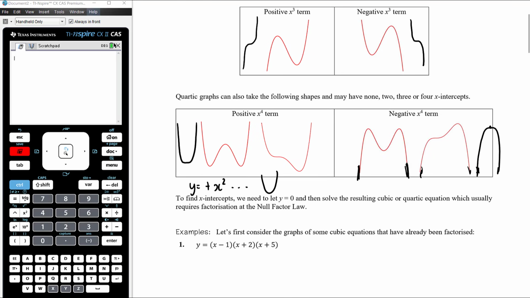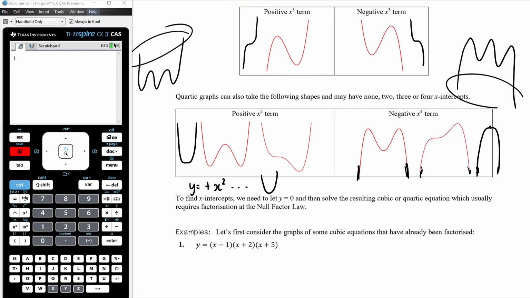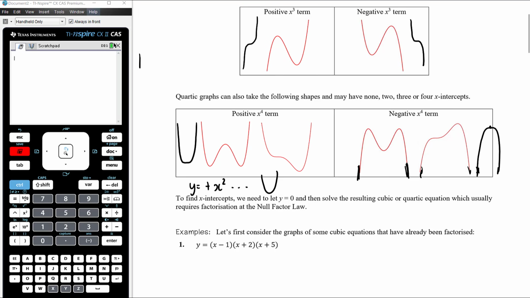If you have a positive leading term in an even degree polynomial, so if it was a degree 6 polynomial, it'd have 5 turning points, but if it was positive x to the power of 6, it would start up and finish up. If it was negative x to the power of 6, it would start down and finish down. Okay, so that's the first thing we want to decide.